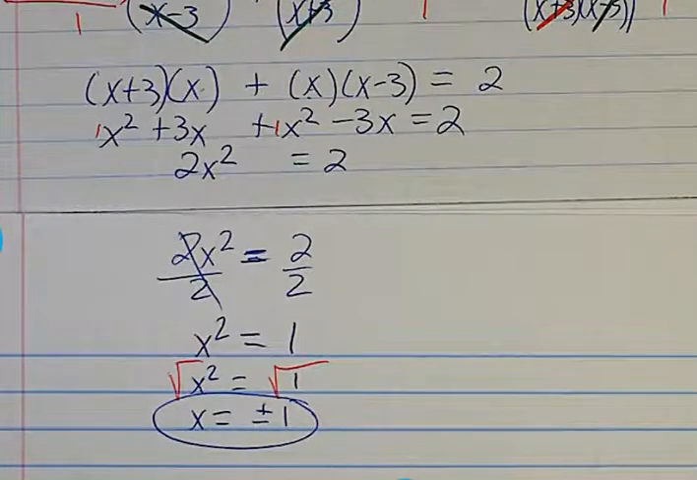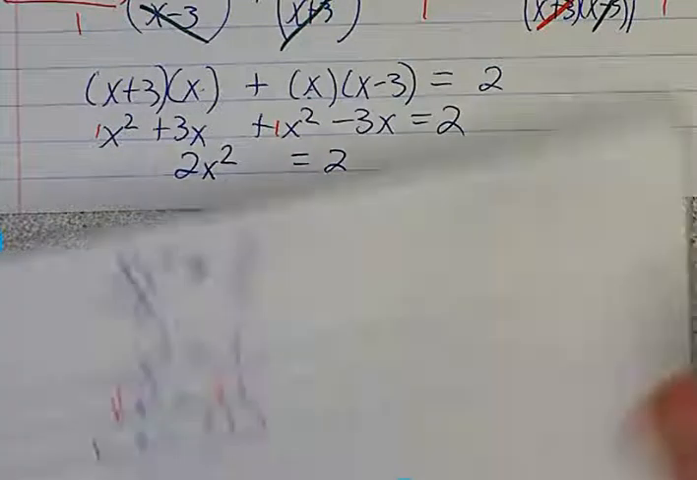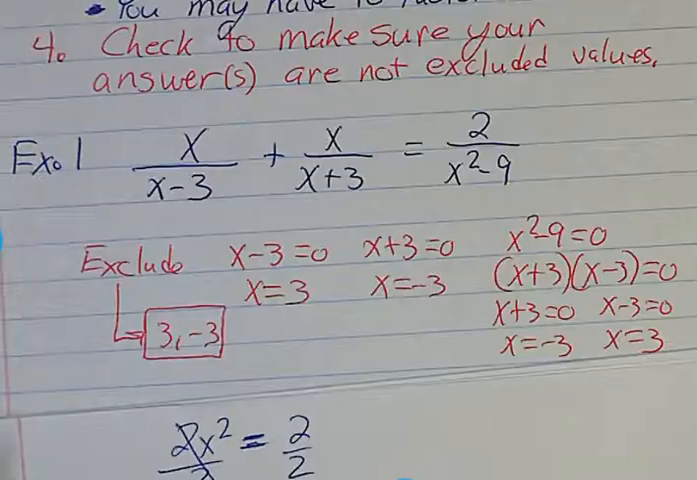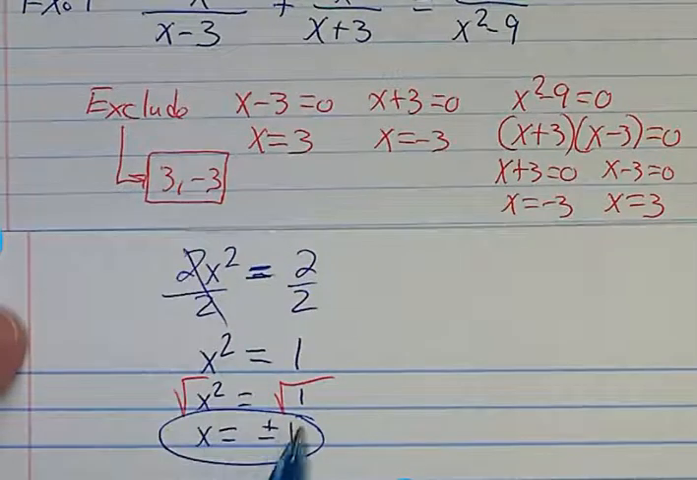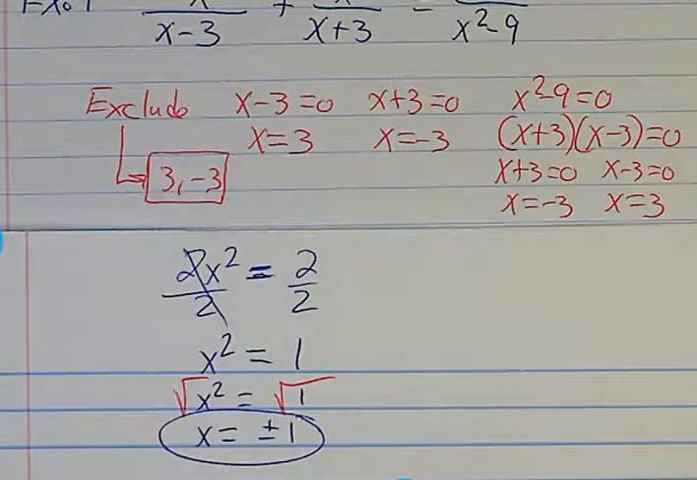Okay. A lot of work to get there. Now, the last thing is, and sometimes this is where it's kind of easy to forget. You've got these answers, and the one thing you have to do is flash back up here to the beginning. We had to get rid of the answers of 3 and negative 3. Our answers were positive and negative 1, so those answers are okay, so that's our final answers there.